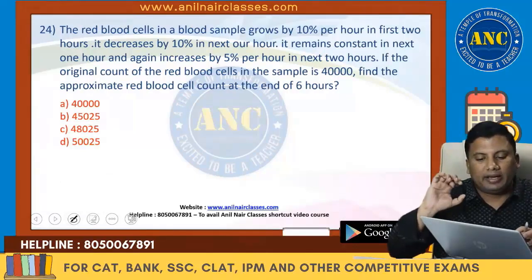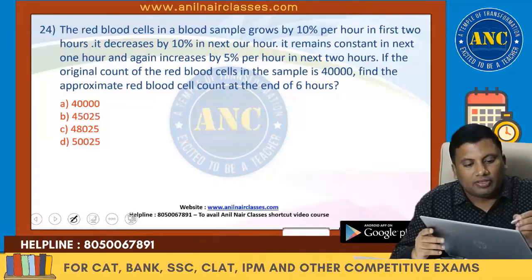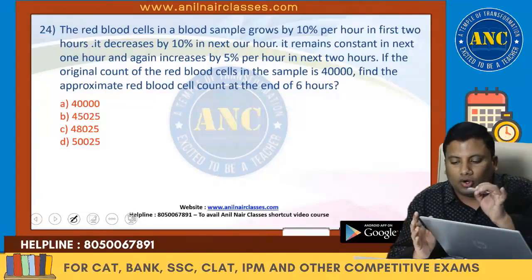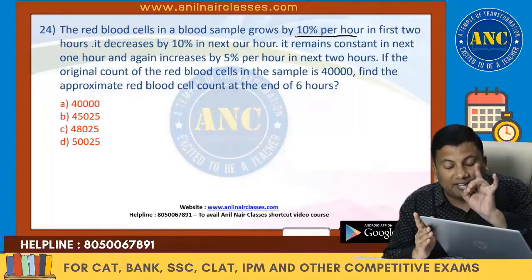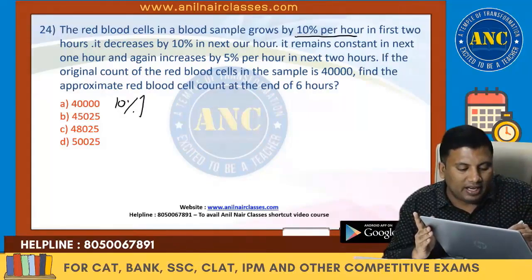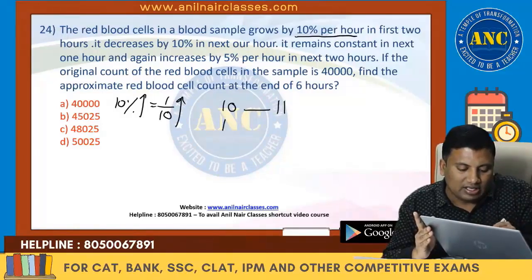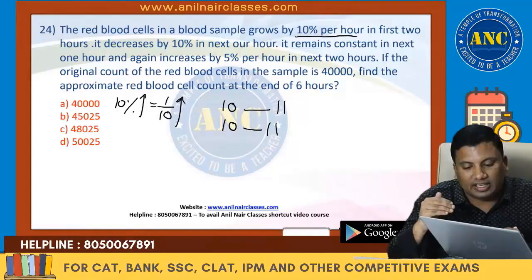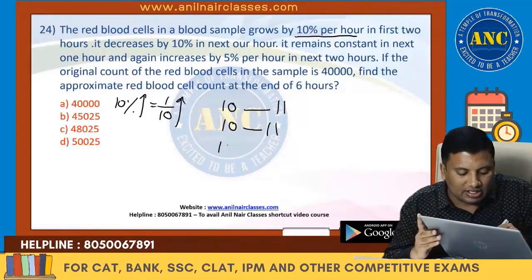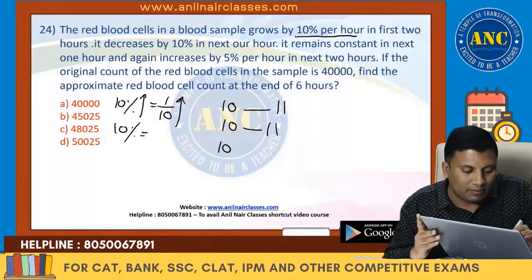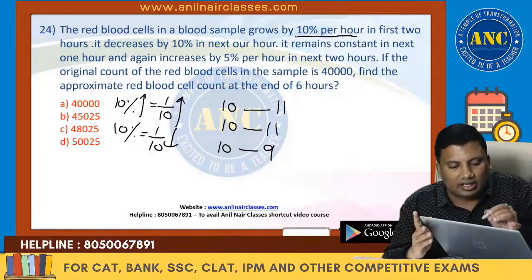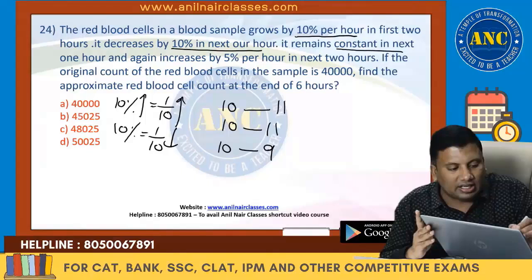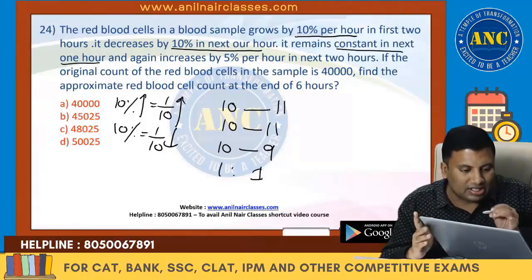Next seems like a big RC passage but we will go slowly. The red blood cells in a blood sample grow by 10% per hour. Every hour 10%. 1 by 10 increase. First hour 10 becomes 11. Second hour 10 becomes 11. First 2 hours. It decreases by 10% in the next hour. So next hour it is 10% down. It is 1 by 10 down. Just convert, 10 becomes 9. It remains constant in the next hour. Constant means as it is, 1:1.